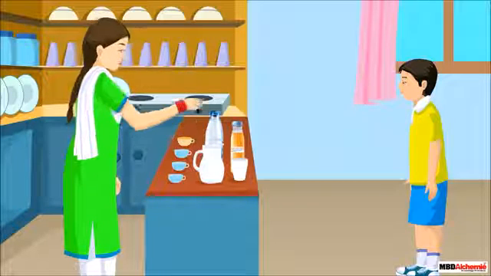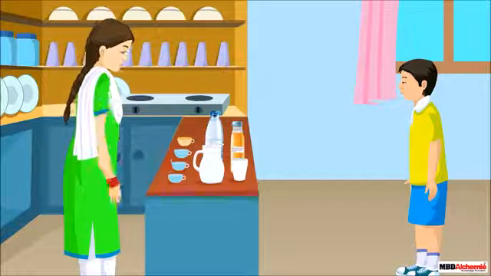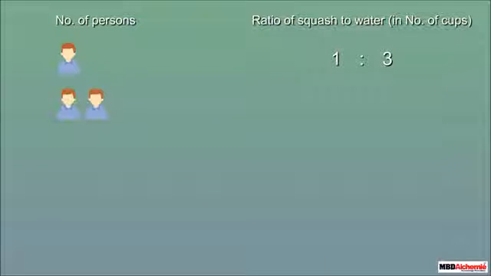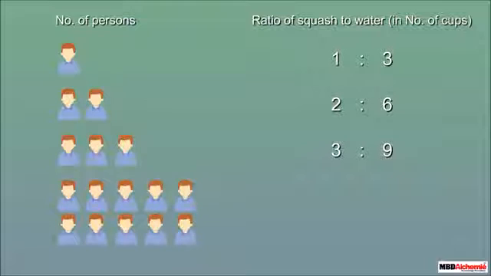Using ratio, it is easy to calculate. How? The ratio of squash to water for 1 person is 1:3. If we have to make it for 2 persons, then multiply the ratio by 2. Then it becomes 2:6. For 3 persons, multiply it by 3. That is 3:9. Can you find how much squash and water is to be added for 10 persons?